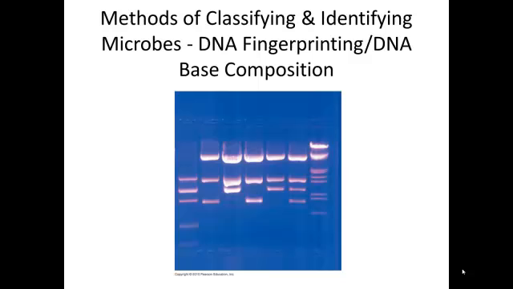Let's talk about DNA fingerprinting and DNA base composition. There are enzymes called restriction enzymes that cut up DNA at certain spots. If you take a DNA sample and put restriction enzymes in and cut it up at different spots, you get different sizes of pieces of DNA depending upon the organism. Okay, and so you put them onto a gel. It's kind of like agar, but a little bit different. And you put an electrical current across. You put a positive charge here, you have a negative charge here. Which way is the negatively charged DNA going to go? It's going to go toward the positive electrode.